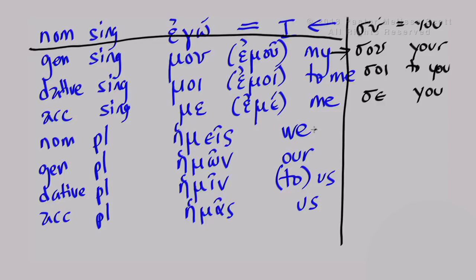Plural, I'll jump down here. Nominative plural. It's going to look a little bit strange, but not so strange once you start to see the pattern emerging. Here's the genitive, humon, your. Here is the dative.